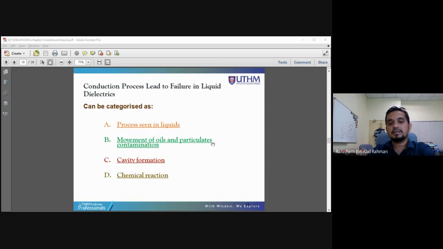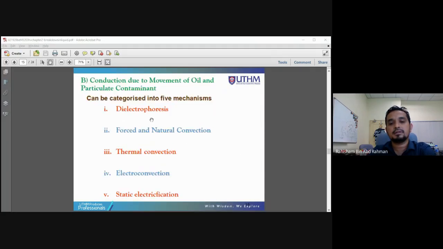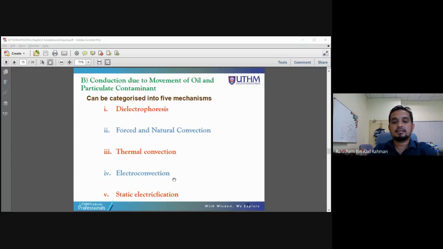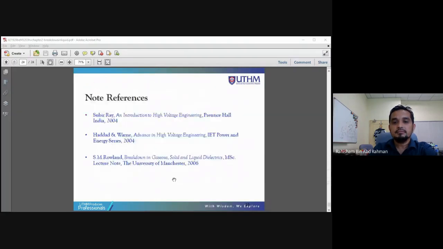And then please, you need to know these five types of the movement of the oil, how they move within the material: dielectrophoresis force, natural convection, thermal electroconvection, and then static electrification. Okay, that's about liquid, and last, second last, we go to the solid.